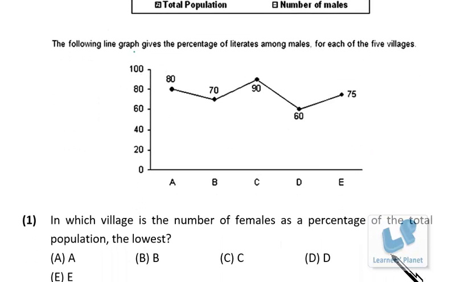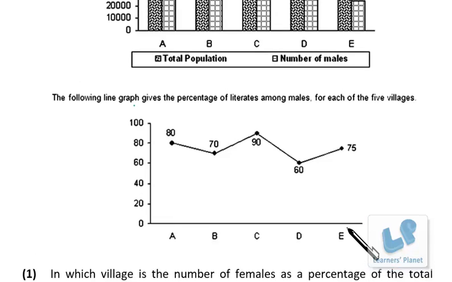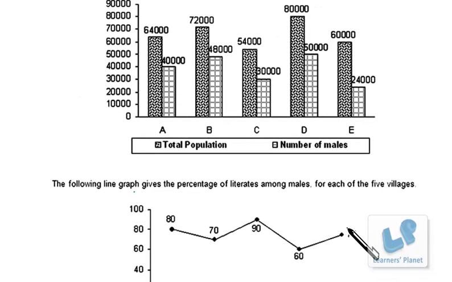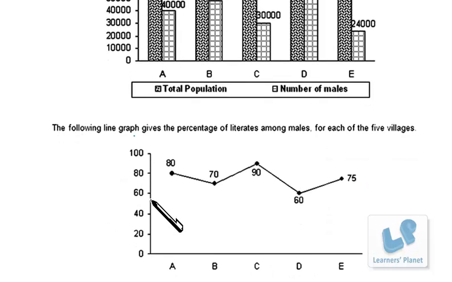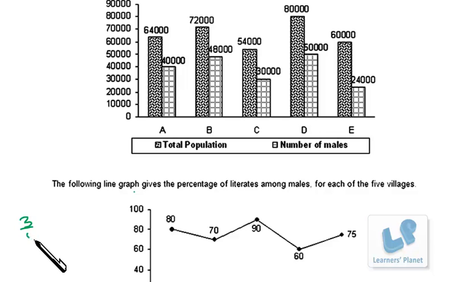In which village is the number of females as a percentage of total population the lowest? Female percentage we have to find out. Suppose we talk about village A, 64,000 and 40,000. So 24,000 are females, right? So percentage of total population will be 24 over 64, which can be cancelled as 3 by 8. So for A, it's 3 by 8. I'm just writing down the fractions.